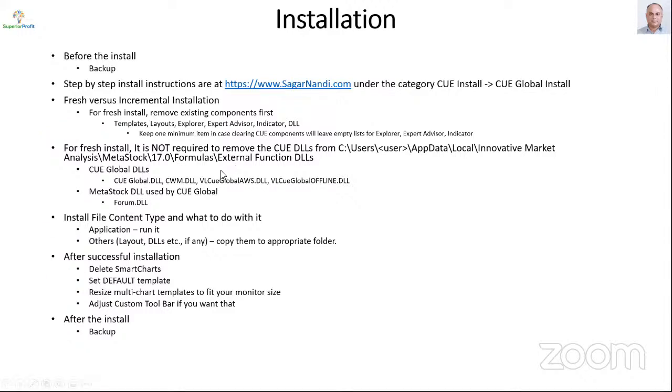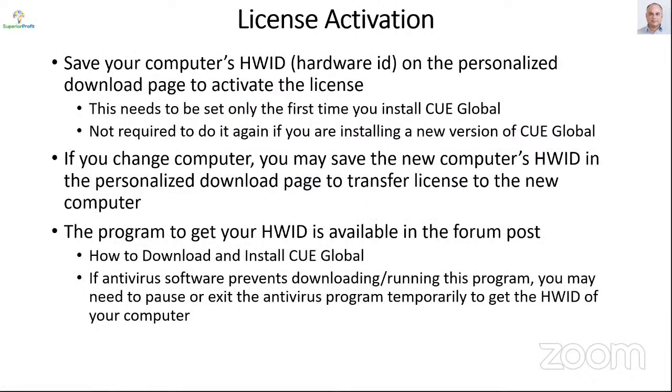What's next? License activation. We have installed Metastock. Now we need to tell the sagarnandy.com site that this computer has the active license for Q Global. How to do that? Save your computer's hardware ID, HWID or hardware ID, on the personalized download page. The same page from where you downloaded Q Global. You may save your computer's hardware ID on that page.